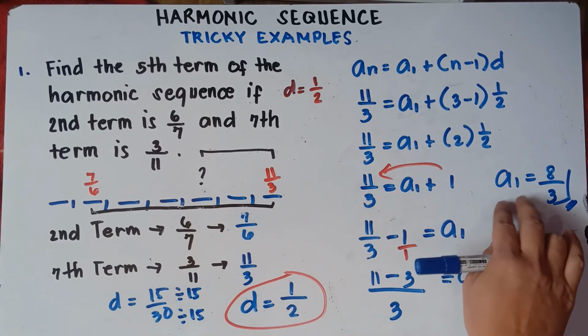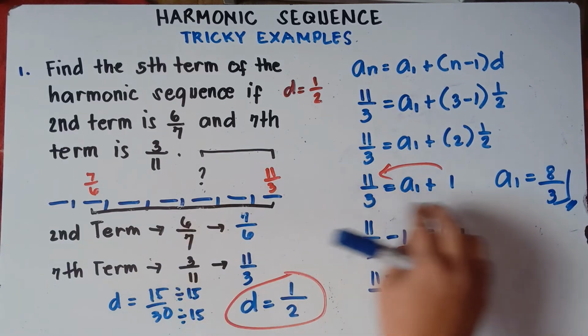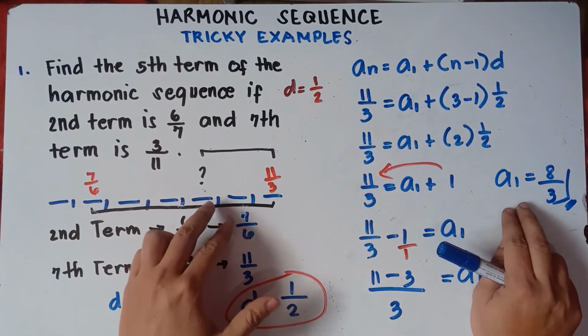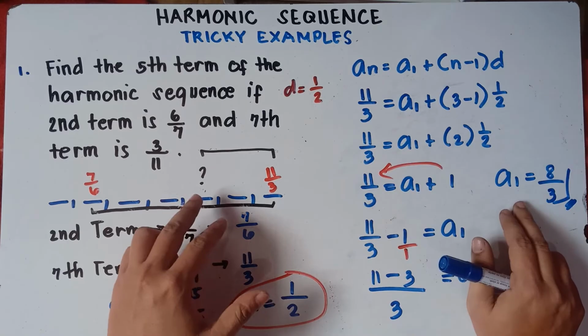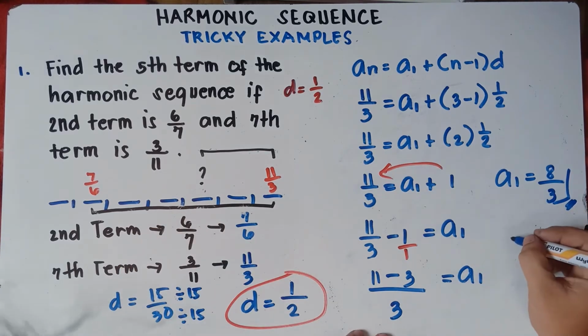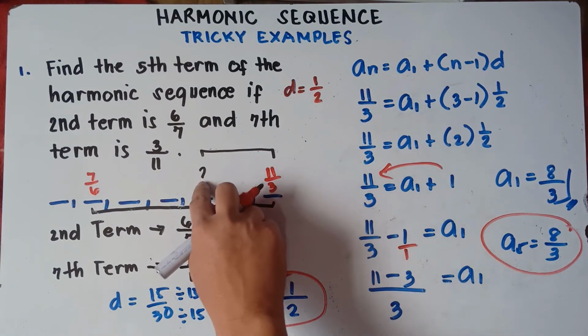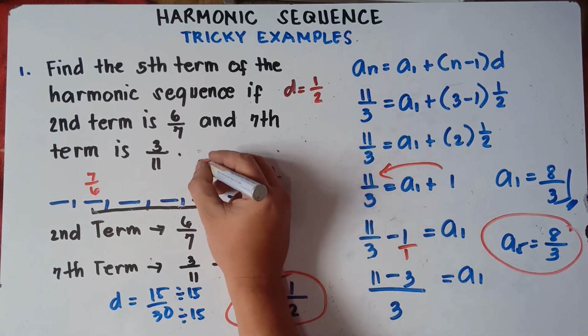We assume that our fifth term is our first term. So therefore, we assume that this first term that we get is our fifth term. So therefore, our a sub 5, our fifth term, is 8 over 3. That's the answer, class, 8 over 3.